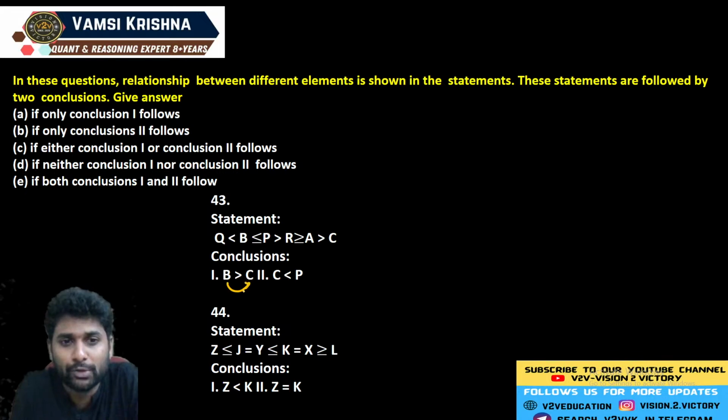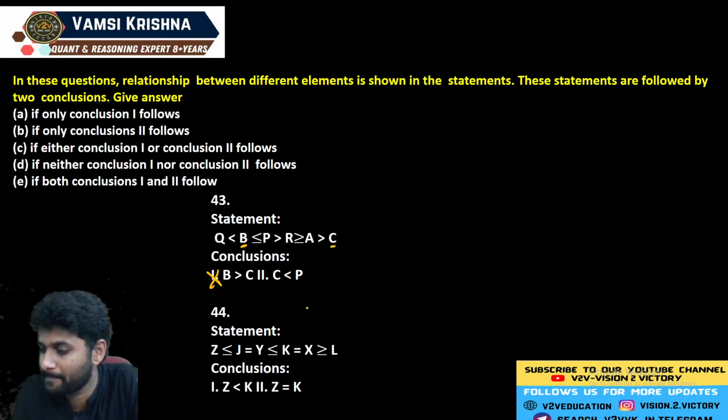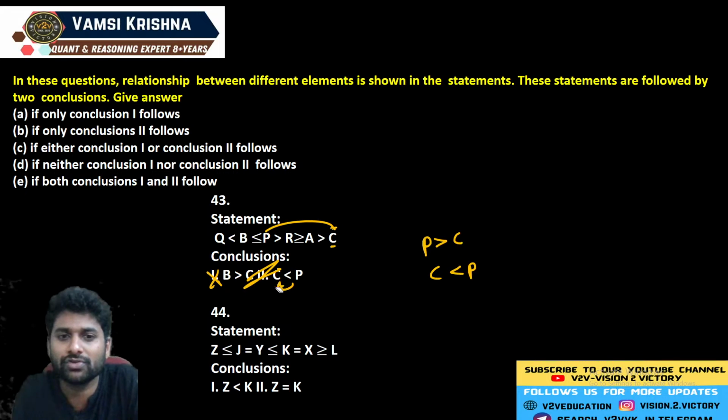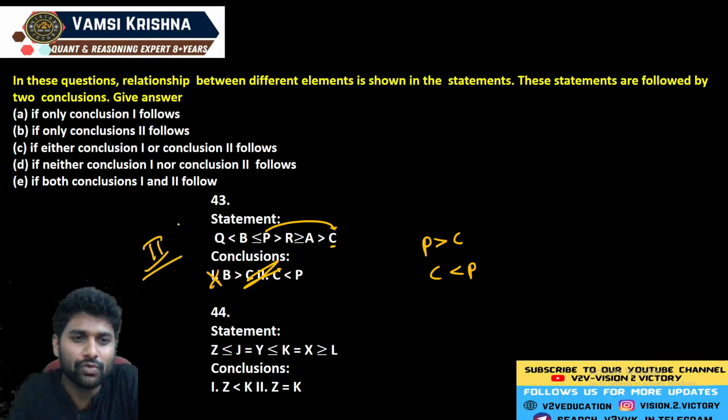Next one, B to C. Here, while observing B and C, we have different symbols. If you have different symbols, you never get an exact relation. Remember that. So one is wrong. Now P to C. Check P to C here. Again P is always greater than C. Definitely C is less than P. So conclusion 2 follows.